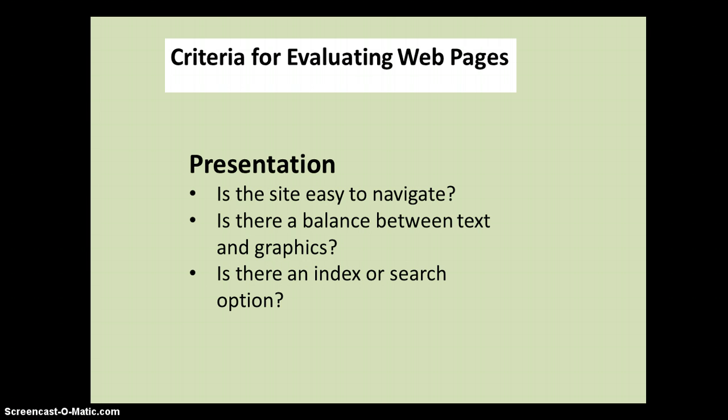Next is presentation. That's not tremendously important. You can get good scholarly information from a site that might be a journal or something and doesn't have a lot of bells and whistles, but the site should at least be easy to navigate. It doesn't have to look beautiful, but there should be a good balance between text and graphics. It's also nice when a website has a place that you can do a search, or it has an index to list all the topics that's on it.